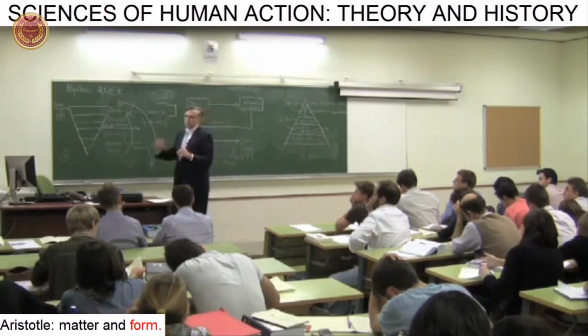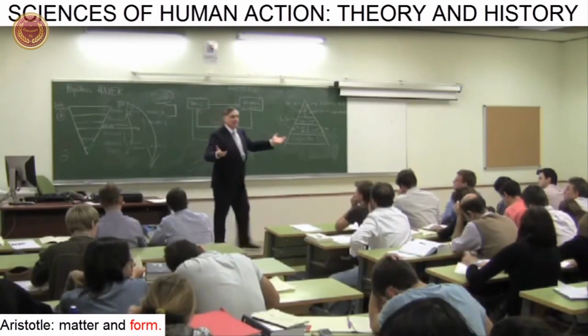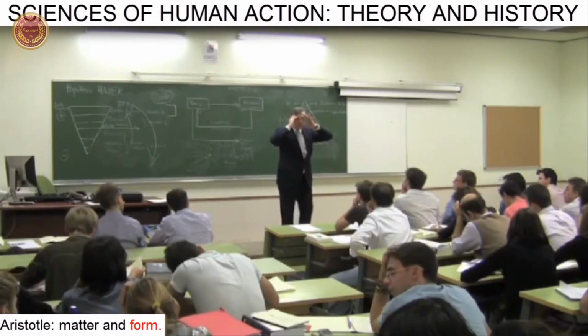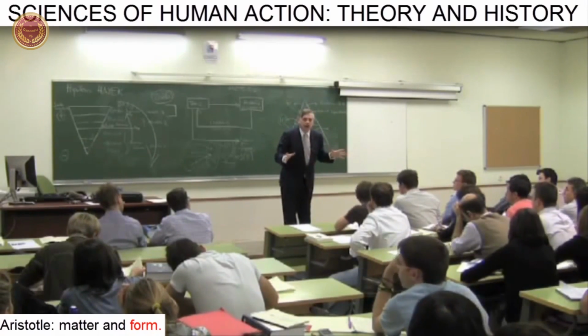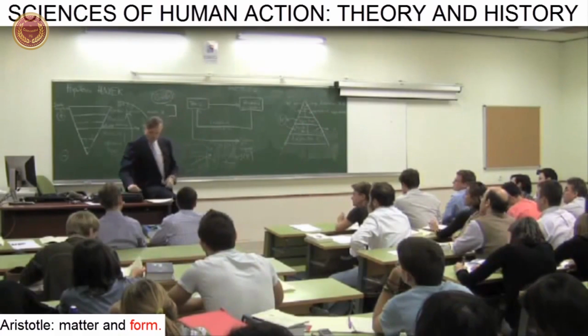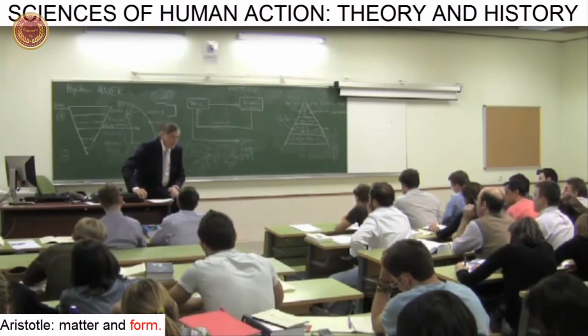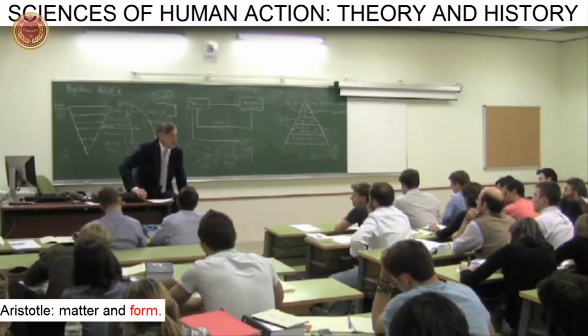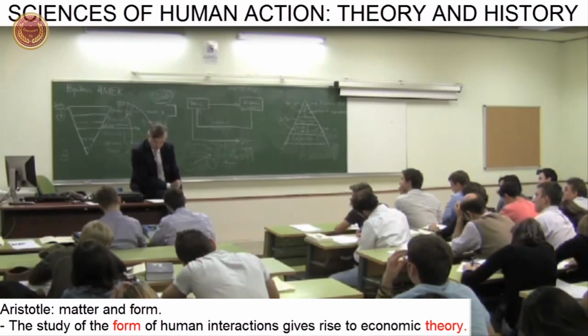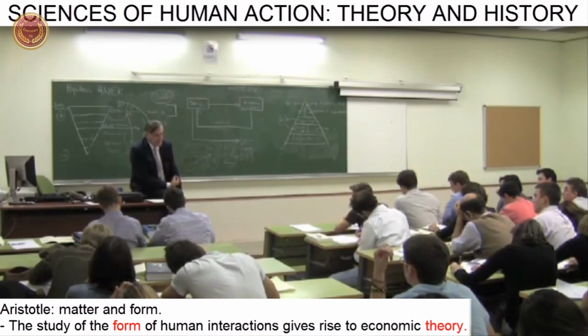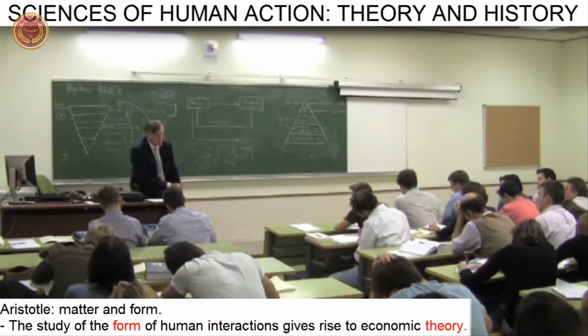A big glass, a small glass, a crystal glass, a plastic glass, a red glass, a white glass, a whiskey glass. In the end, we know the form of a glass, in theoretical or conceptual terms, regardless of any specific historical manifestation. The study of the form of human interactions in the Aristotelian sense gives rise to economic theory, and to that we will devote this course.